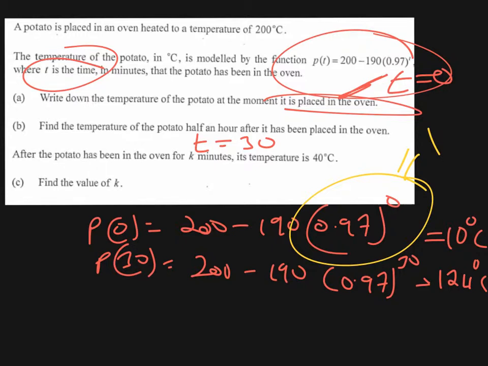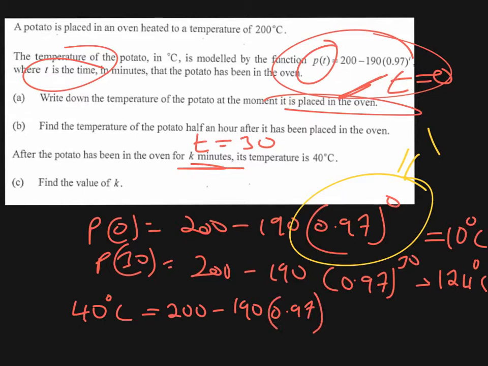The only real challenge then comes in the final part of this question where it says that after the potato has been in the oven for K minutes, its temperature is 40 degrees C. So this time we've got 40 degrees C. So the temperature in the function here is equal to 200 minus 190 times 0.97 to the power k, because we don't actually know how many minutes that is.